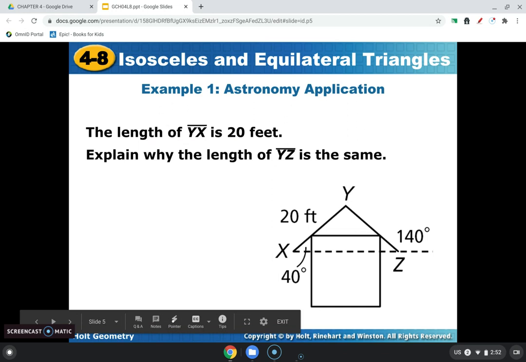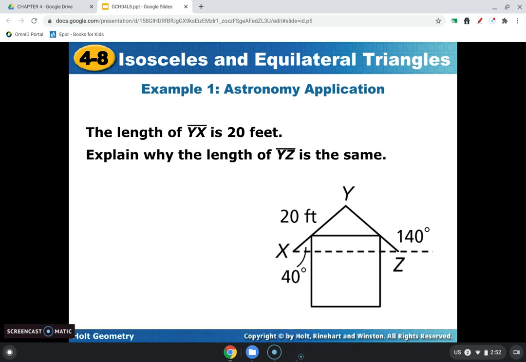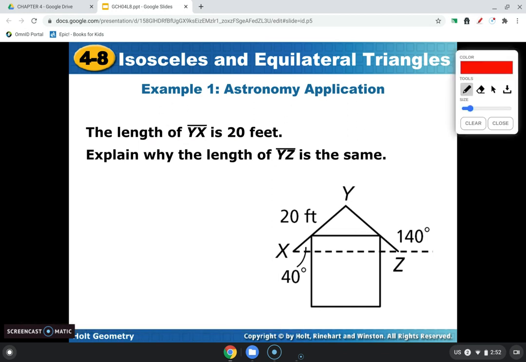The length of YX is 20. Explain why the length of YZ is the same. Well, if this is 40 and this is 140, this would have to be 40, which makes it an isosceles triangle, which means that that would have to be 20.